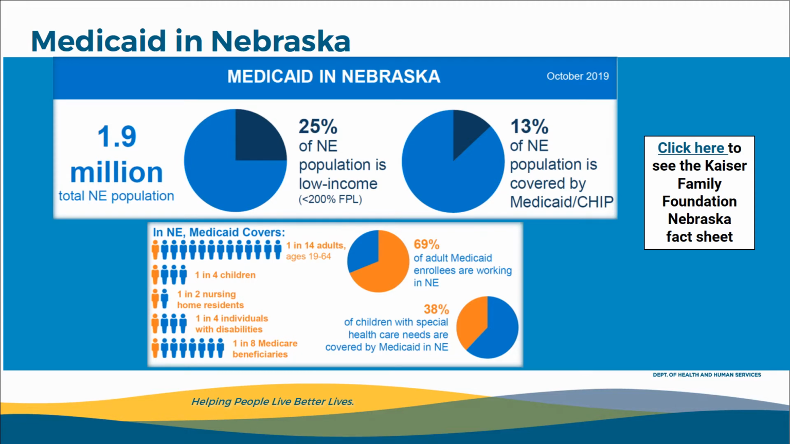The Kaiser Family Foundation reported 13% of Nebraska's population was covered by Medicaid or the Children's Health Insurance Program, or CHIP, in 2017. One quarter of all children in the state were covered by Medicaid. This means that a significant number of Nebraska's children should have blood lead tests at ages 1 and 2 or be screened at ages 36 to 72 months if they have not had one in the past.